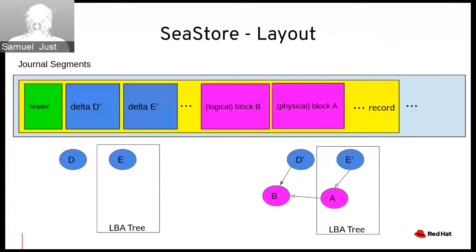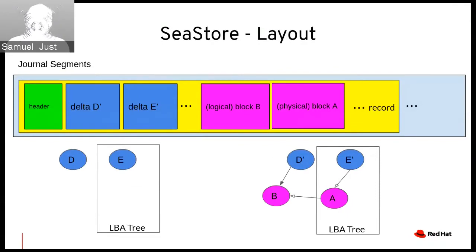So the on-disk layout of the journal looks something like this. Each journal unit is called a record, and a record contains a header with all of the usual checksum and length information, a set of deltas, which are mutation records for existing on-disk extents, and a set of new extents, including logical or physical blocks, where logical blocks are data or things at the left side of the tree, really, and physical blocks are really just the blocks comprising the LBA tree itself.